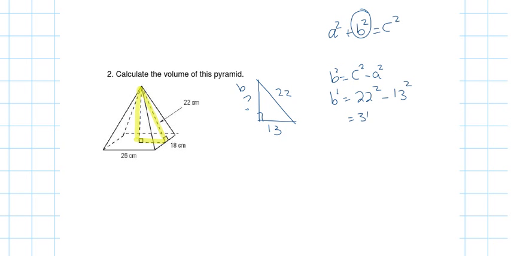And to solve for B, you have to square root 315. And that gives you 17.7 centimeters. So I solved for the height. Now I just have to use the volume formula, which is volume equals 1/3 length times width times height.